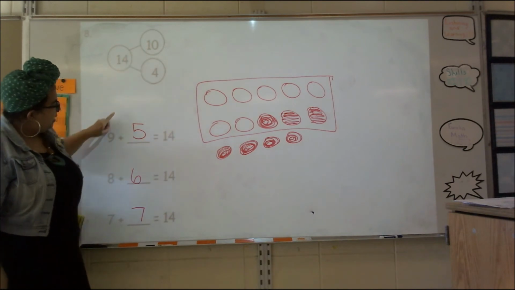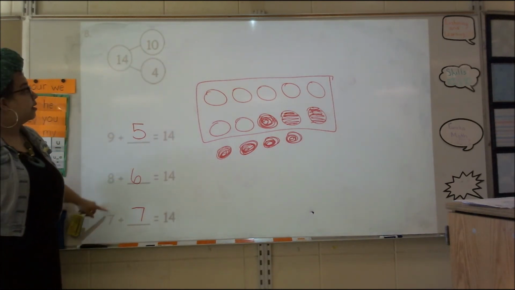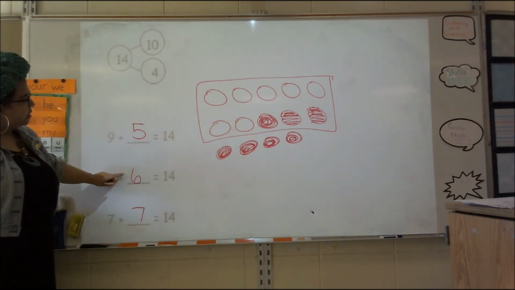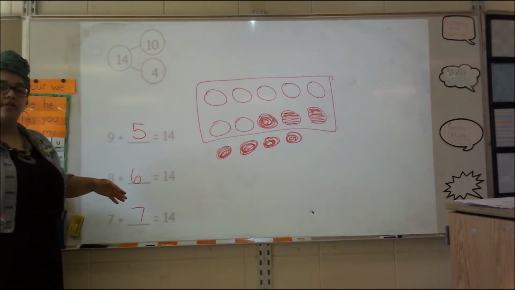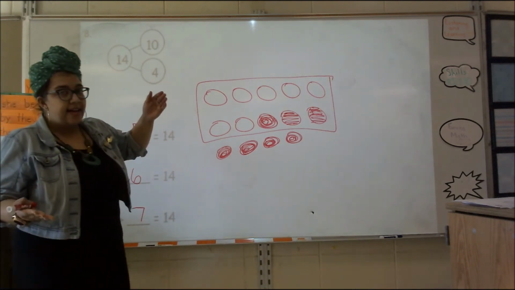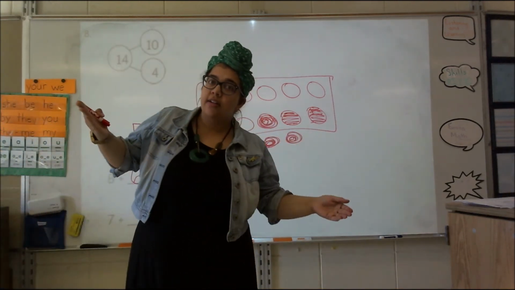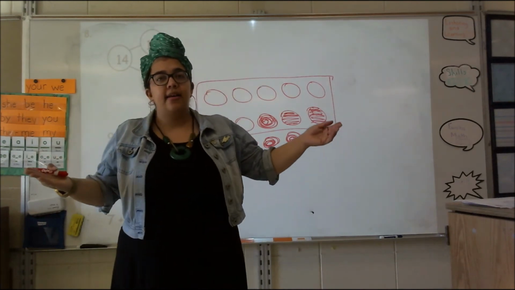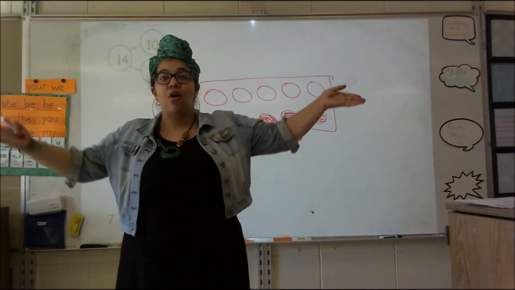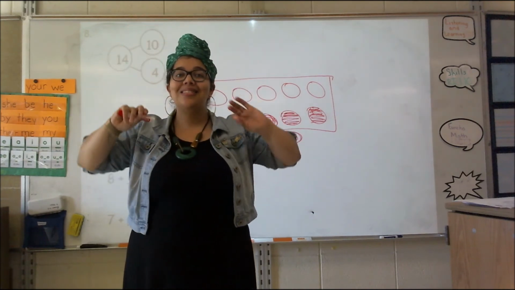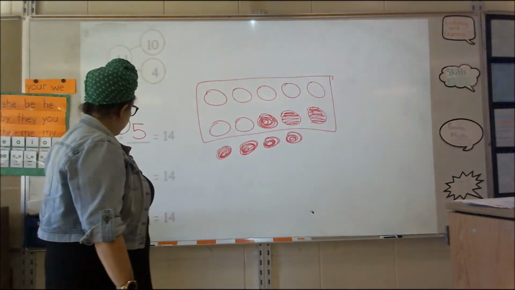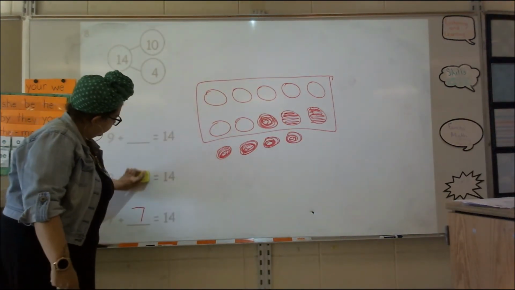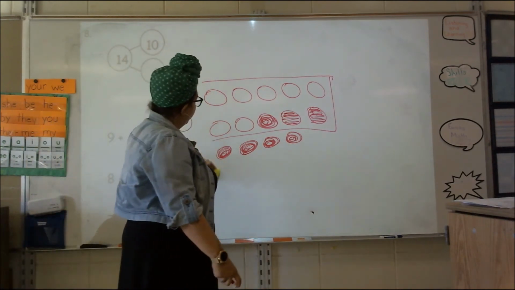Notice 10, 9, 8, 7. 4, 5, 6, 7. As one gets bigger, the other gets smaller, and back and forth because the whole stayed the same. The whole did not change any. Okay, let's do one more together and then I'll let you get to work.